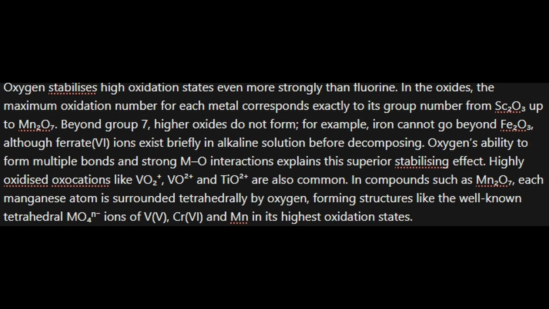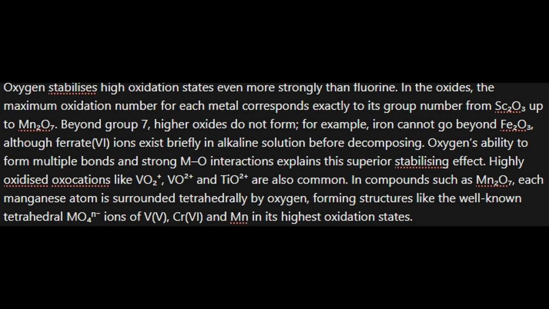Oxygen stabilizes high oxidation states even more strongly than fluorine. In the oxides, the maximum oxidation number for each metal corresponds exactly to its group number from Sc2O3 up to Mn2O7. Beyond group 7, higher oxides do not form. For example, iron cannot go beyond Fe2O3, although ferrate 6 ions exist briefly in alkaline solution before decomposing. Oxygen's ability to form multiple bonds and strong M-O interactions explains this superior stabilizing effect.